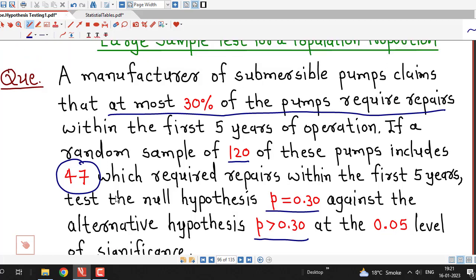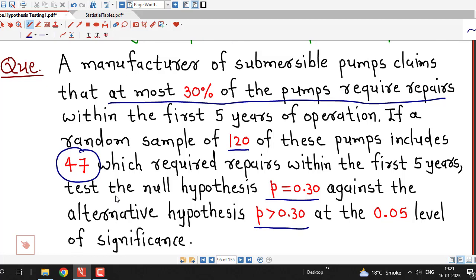So the first thing we have to decide is what is the population, what is the characteristic of the population with which we are dealing in this question, what is the sample size, and what is the sample proportion. All these things we must decide before answering this question. So here we can consider the population as the set of submersible pumps manufactured by some manufacturer, and we are interested in the class of those pumps which require repairs within the first 5 years of operation.